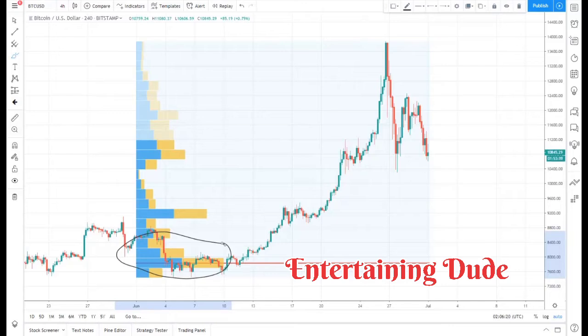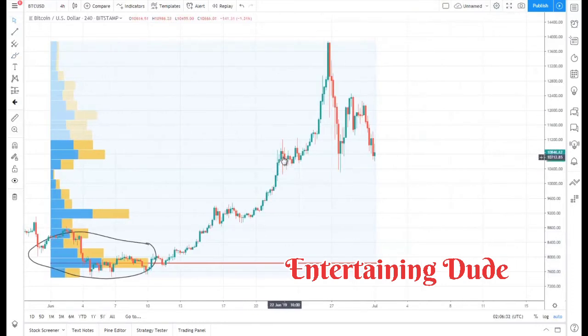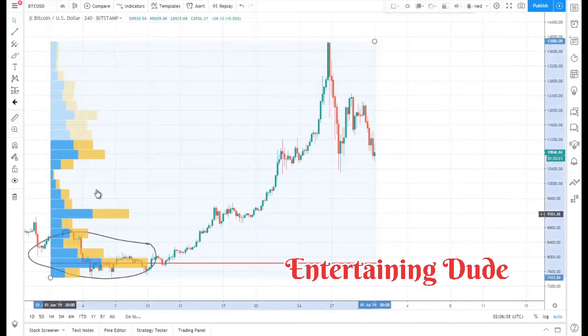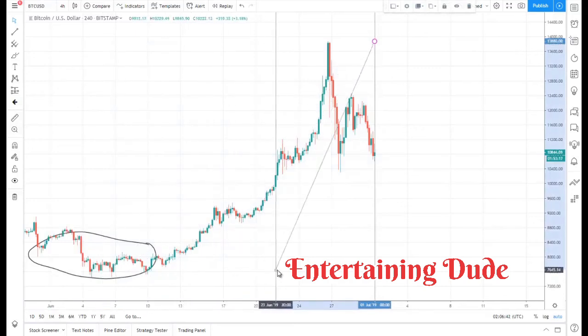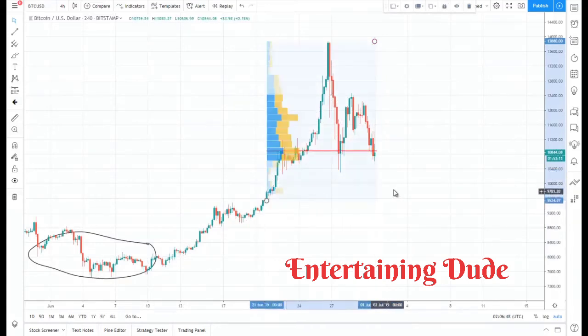Now, because what we want to do with the volume profile is to hunt for entries, what we're going to do right now is look at the volume profile over the past few sessions or over the past week. So we're going to click on the volume profile and then bring the range to June 22nd or the past week or so.